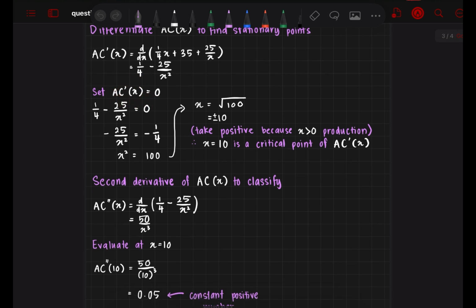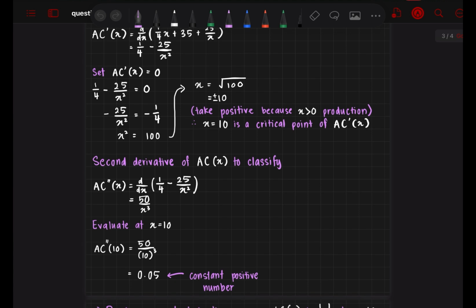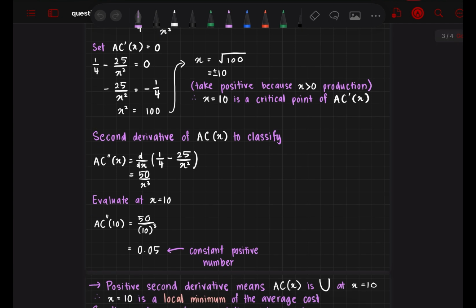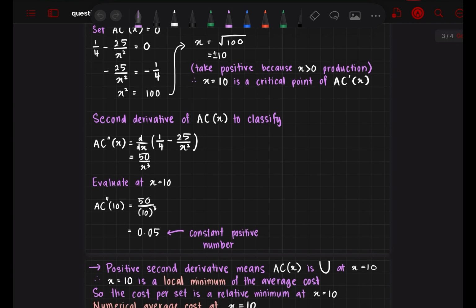and then set the derivative we just got equal to 0, and then we will get x equals plus or minus 10, but we will need to take the positive number because x must be more than 0 for production, because we can't have a negative production. So we will take x equals 10, that is a critical point of AC prime x.